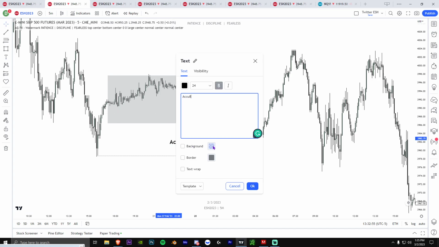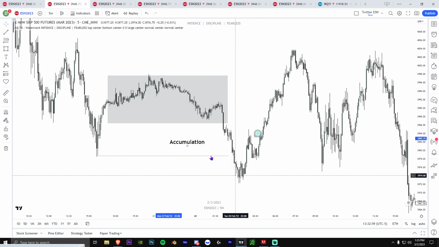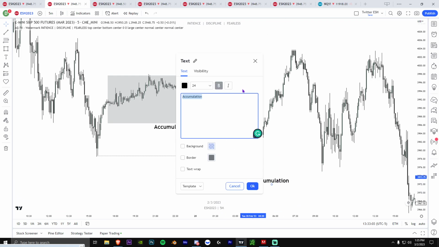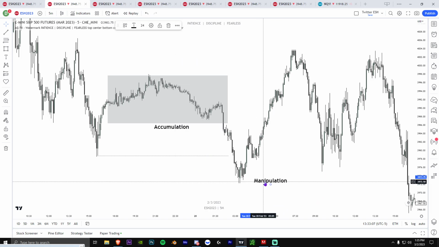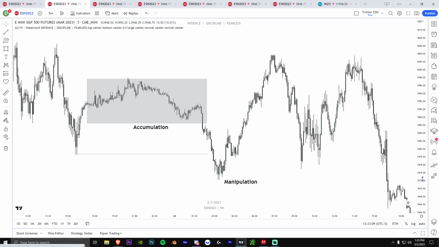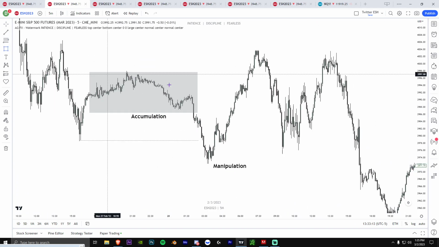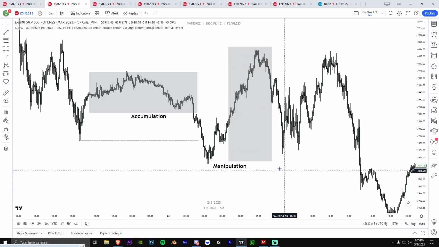This would be the accumulation. This is the manipulation because people are like, oh, we just accumulated. Why are we dumping? And then they get all mad or whatever. Who's they? I don't really know. I don't get mad at this, but accumulation, manipulation, and then, okay, here's the distribution.